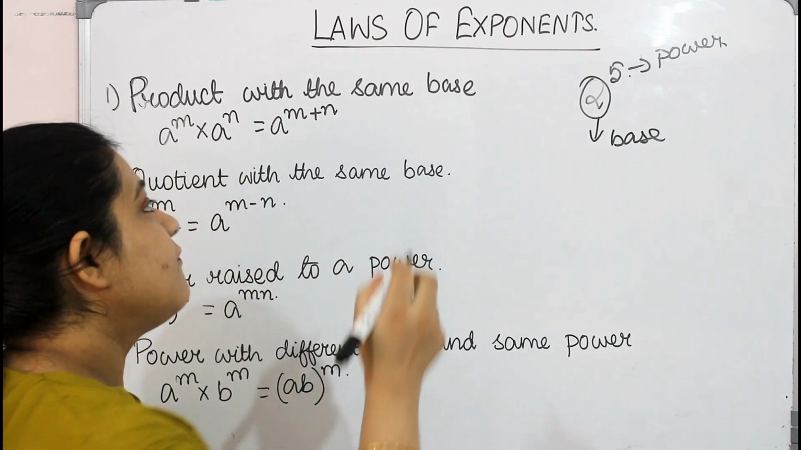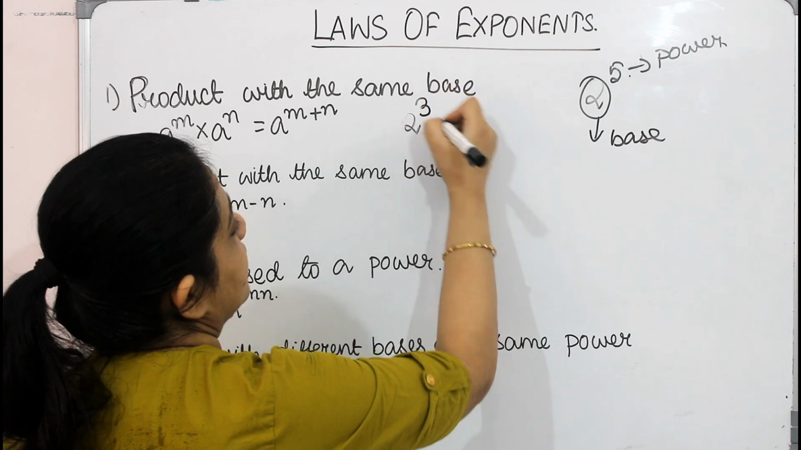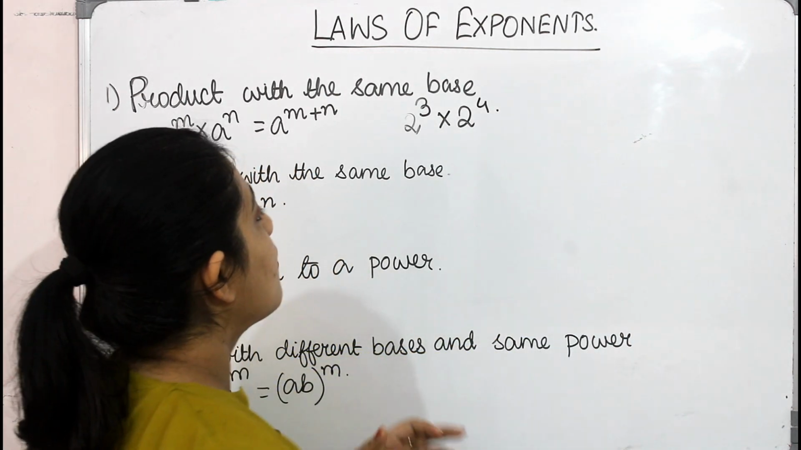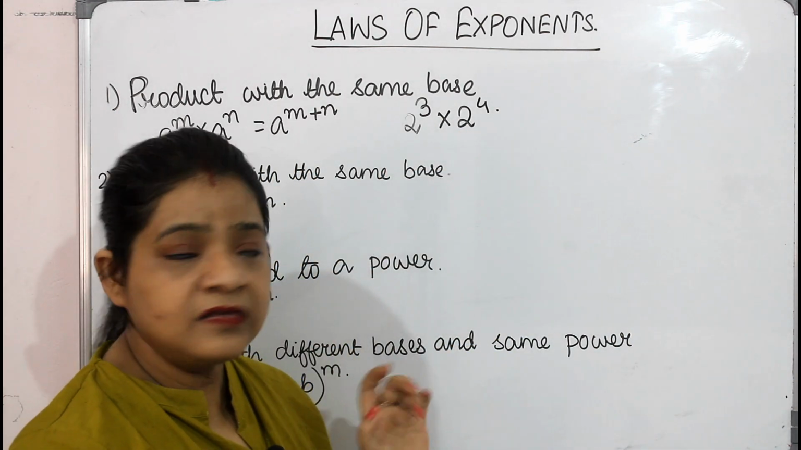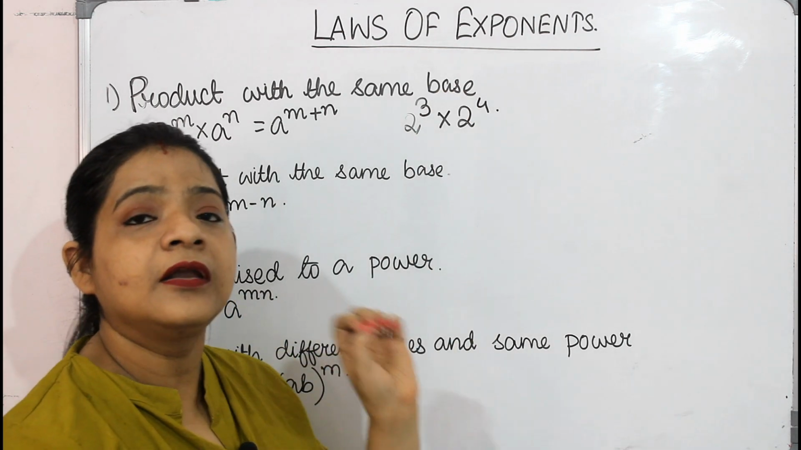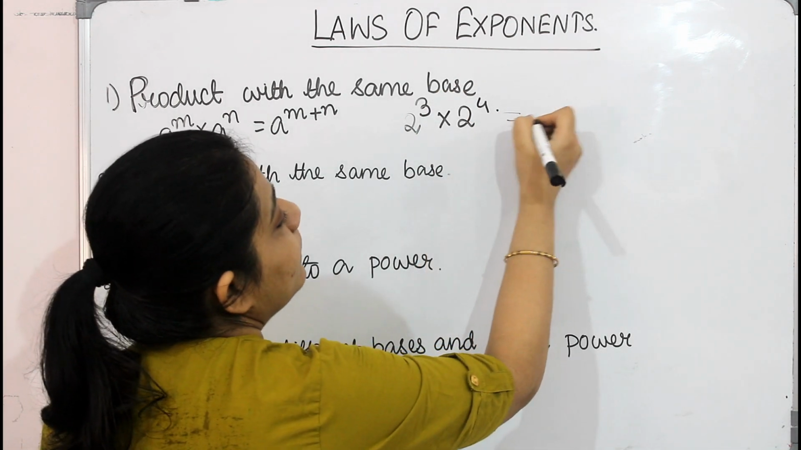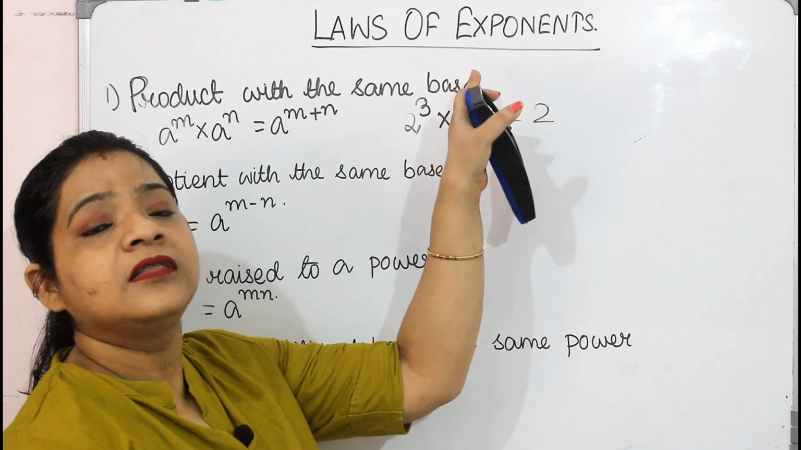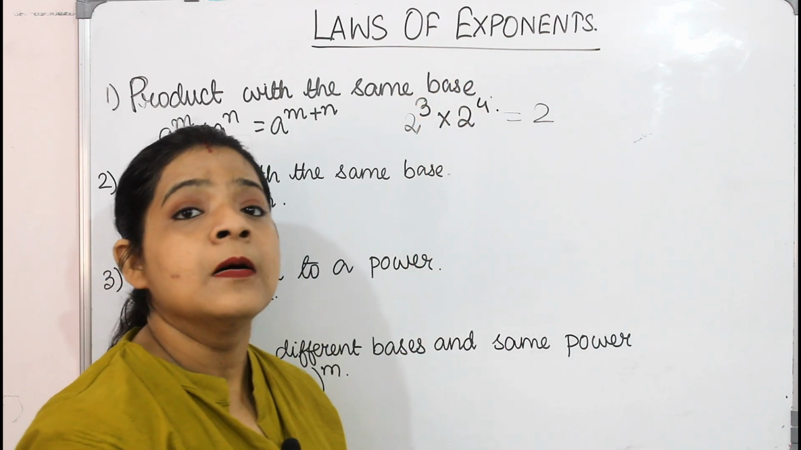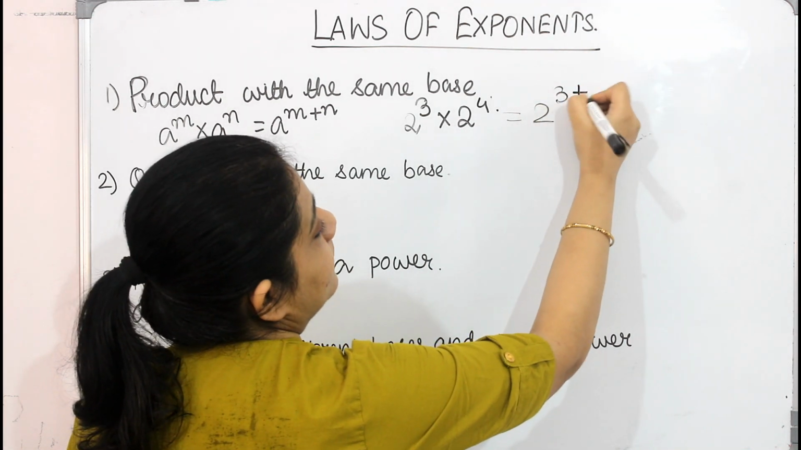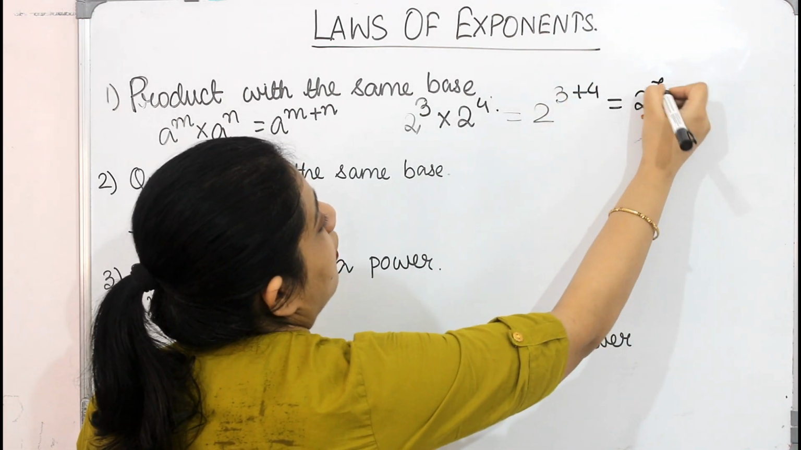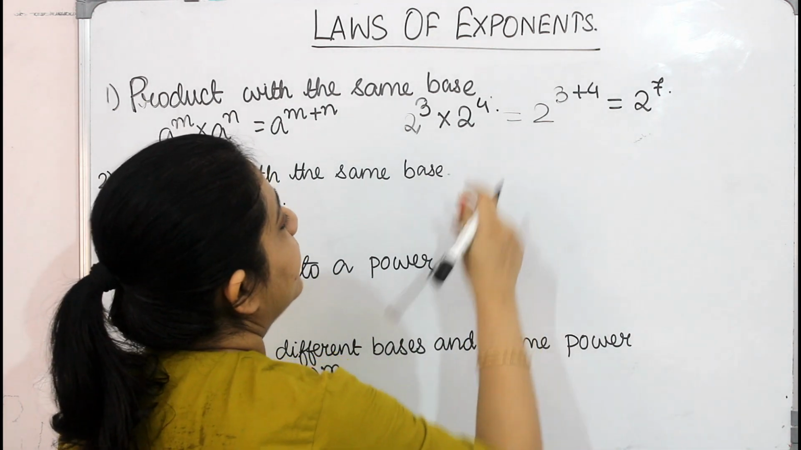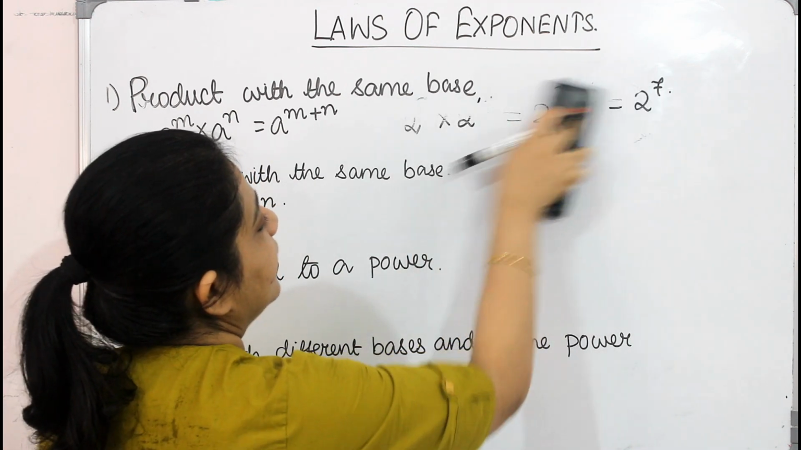Like if I give you an example, suppose 2 to the power of 3 into 2 to the power of 4. You have the same base but the powers are different. In that case, what will you do? You will simply write 2 and add the powers. What are the powers? 3 and 4. So 2 to the power of 3 plus 4, that is 2 to the power of 7, you are getting. Let us consider another example.